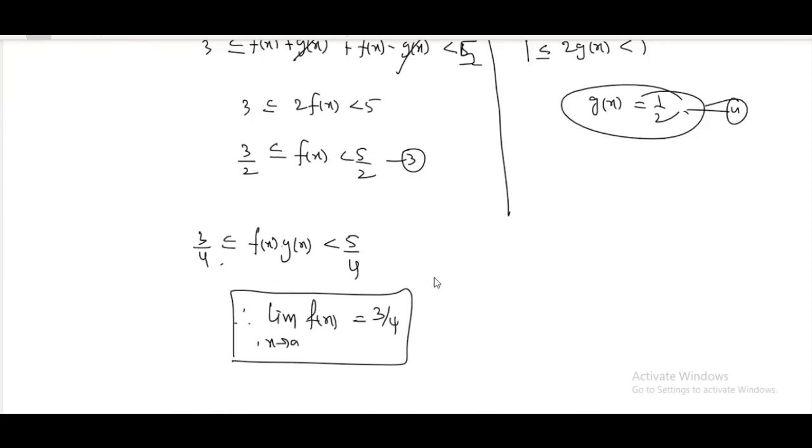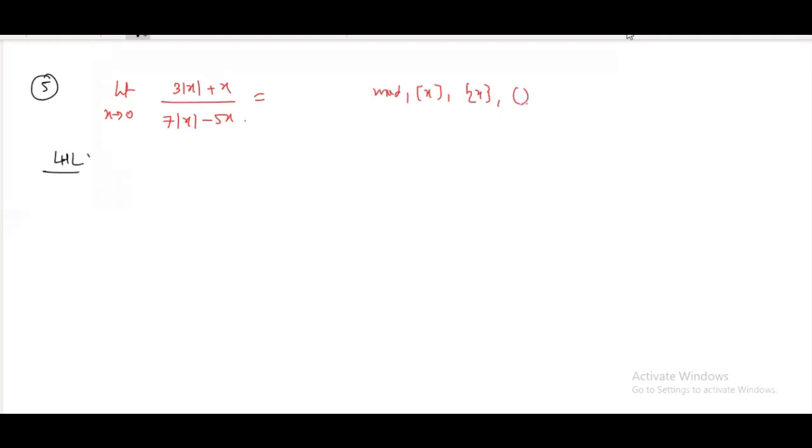And let's see a few small questions based on the left hand limit and right hand limit. So question number 5: limit x tends to 0, (3 mod x plus x) by (7 mod x minus 5x). So what is the value of this one? When you have these special functions like modulus functions, step functions, fractional part functions, least integer functions, compulsorily you have to check the left hand limit and right hand limit.